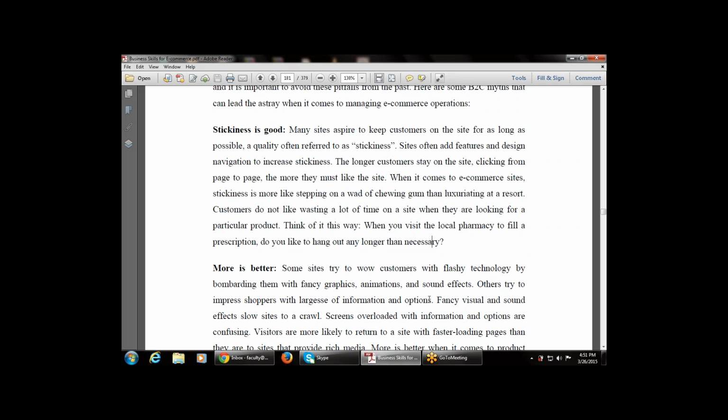Sometimes sites try to wow customers with flashy technology by bombarding them with fancy graphics, animation and sound effects. That is, some e-retailing sites also offer customers various technology by bombarding them with fancy graphics, animation and sound effects. Others try to impress shoppers with large amounts of information and options. Fancy visual and sound effects slow sites' growth. So these are the various myths that are available.